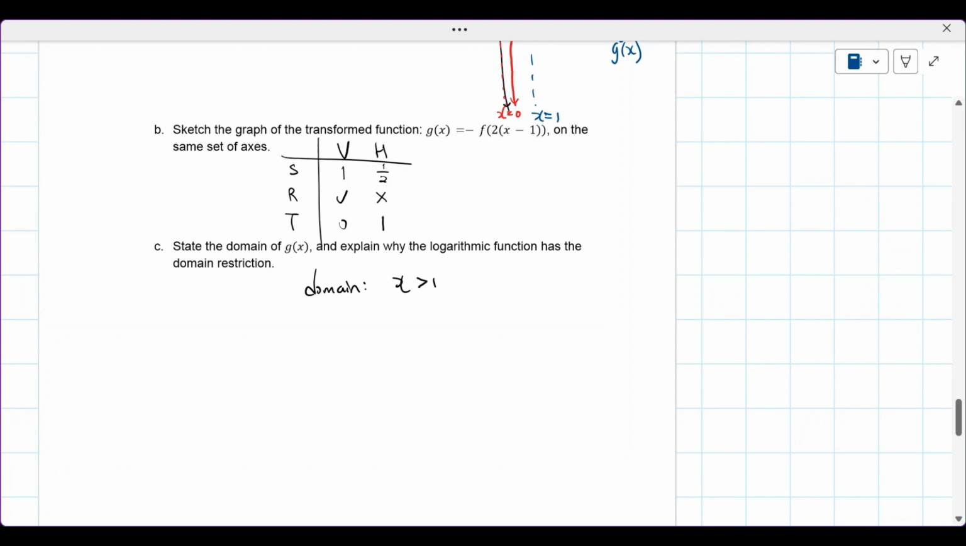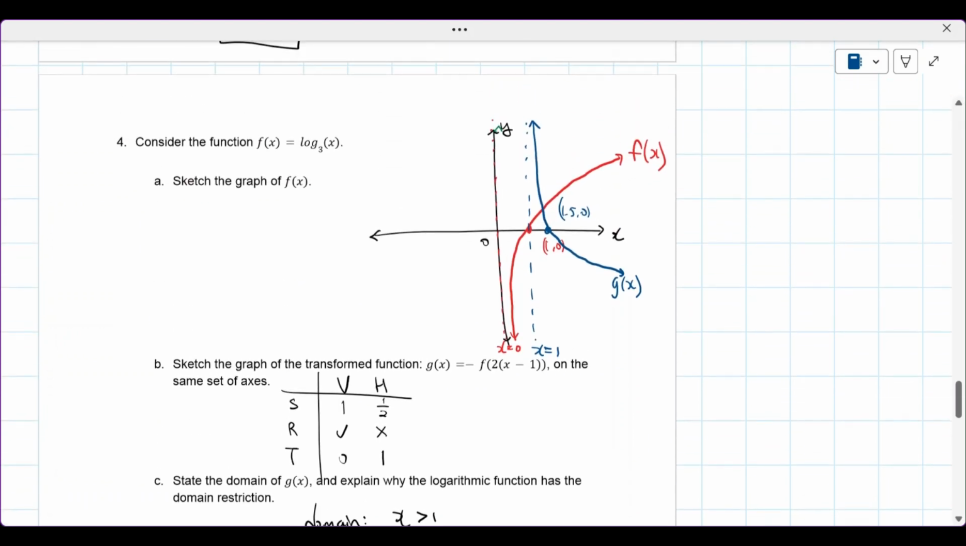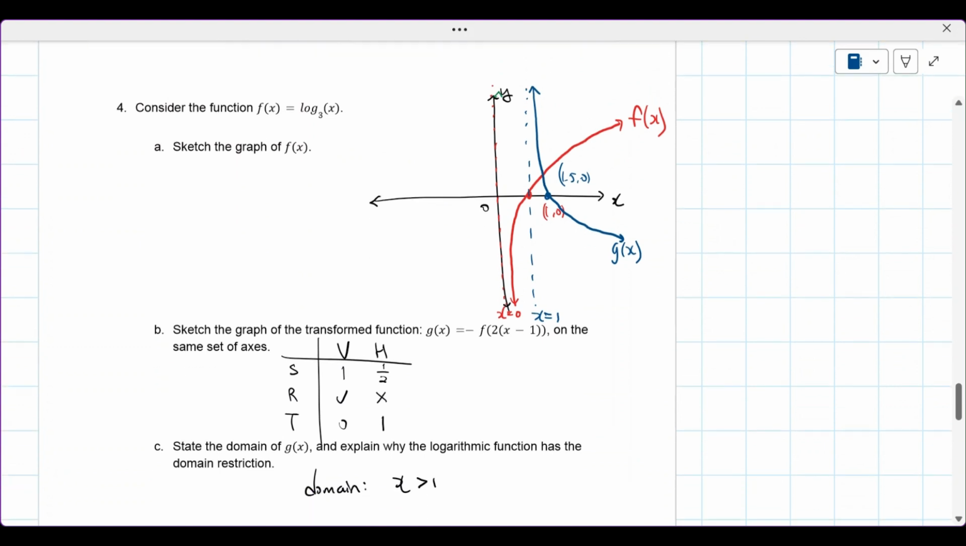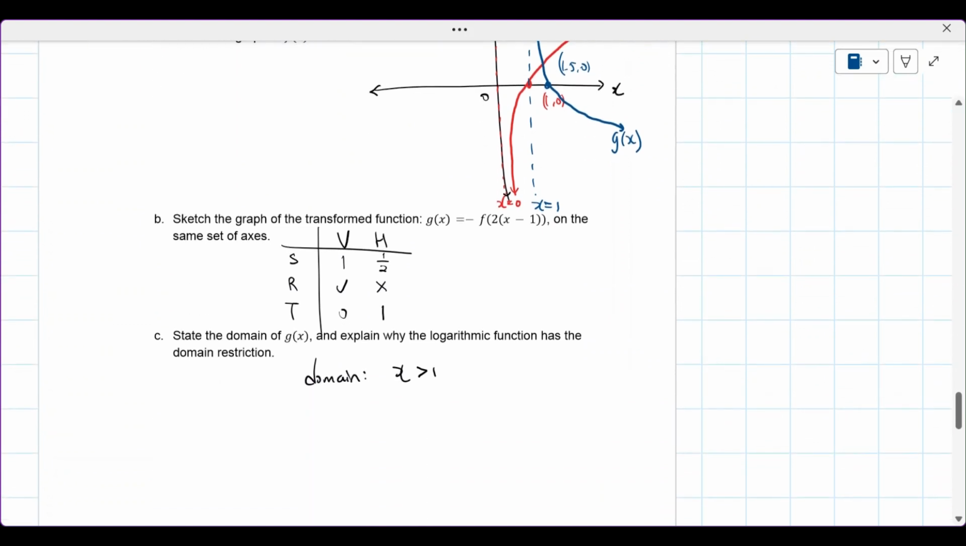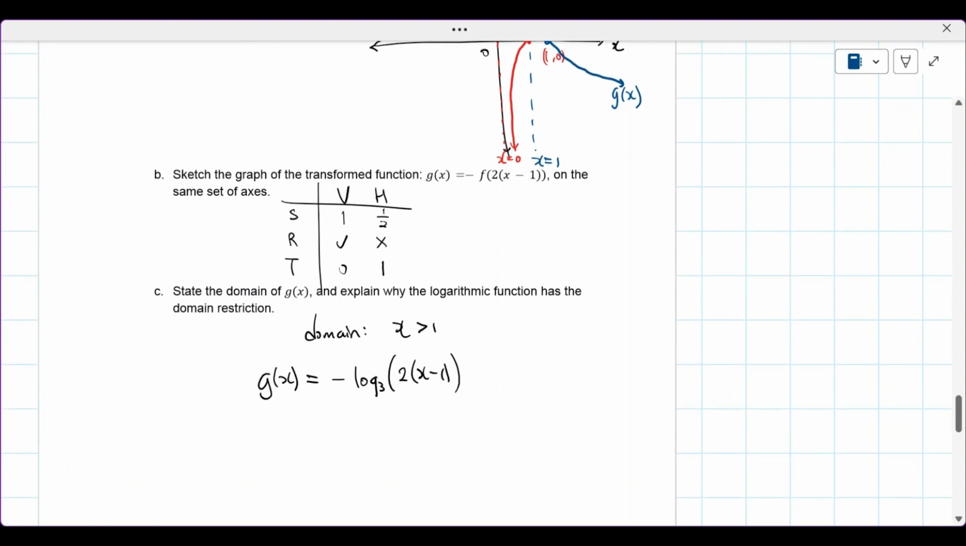So why does my logarithmic function have a domain restriction? Well, after all, it's a logarithmic function, right? So if I rewrite g of x with the logarithmic form, it's going to look like g of x is equal to negative log base 3 of 2 times x minus 1. So there is a necessity that this 2 times x minus 1 is greater than 0. Remember that for all logarithmic functions, we have a domain where x is greater than 0. Whatever is inside the logarithm has to be positive. So in order to have 2 times x minus 1 be positive, x minus 1 has to be positive. So therefore, x has to be greater than 1.